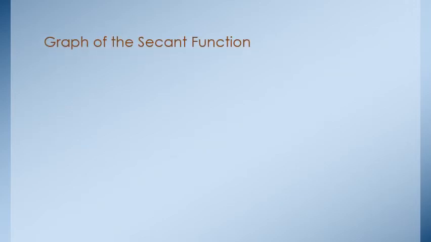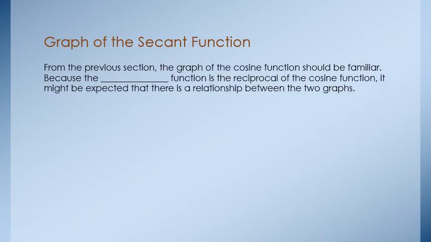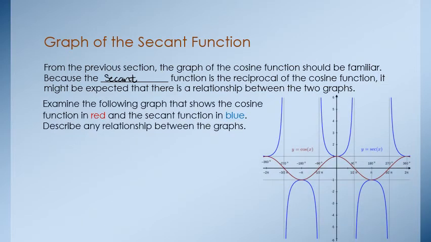Now let's look at the graph of the secant function. From a previous section, the graph of the cosine function should also be familiar. Because the secant function is the reciprocal of the cosine function, it might be expected that there's a relationship between these two graphs. And let's take a look.